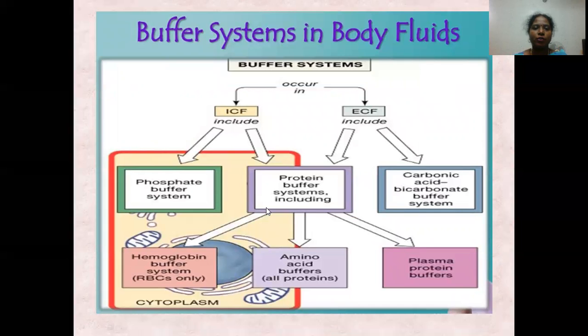Buffer systems in our body fluids. Buffer systems occur both in the intracellular fluid and the extracellular fluid. An intracellular fluid buffer is one which can resist any change in pH upon the addition of an acid or a base. So ICF includes the phosphate buffer system and protein buffer systems. Protein buffer systems include a hemoglobin buffer system for RBC and amino acid buffers for all proteins. ECF also includes protein buffer systems including amino acid buffers for all proteins, and the carbonic acid-bicarbonate buffer system or plasma protein buffers.